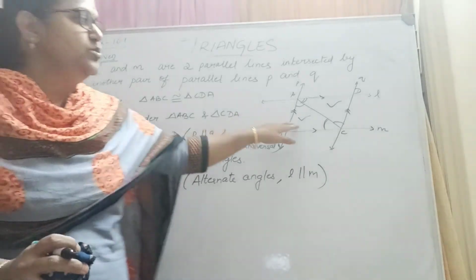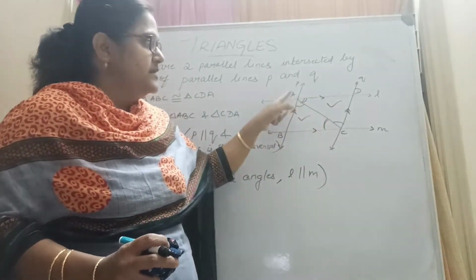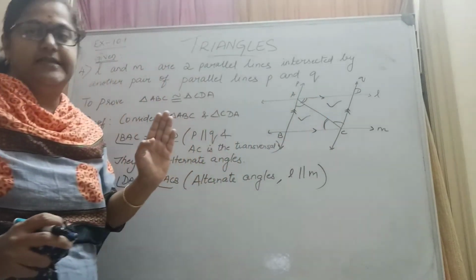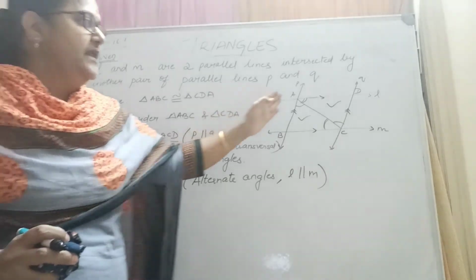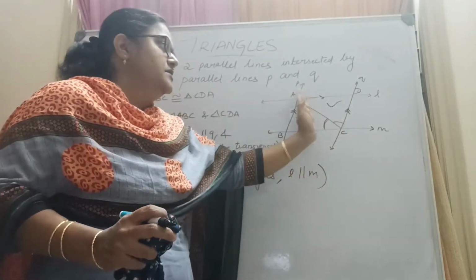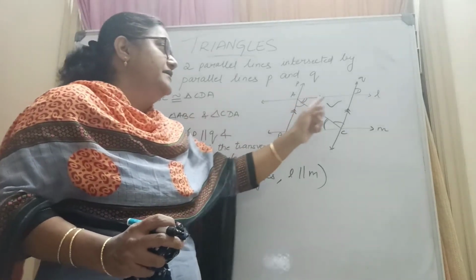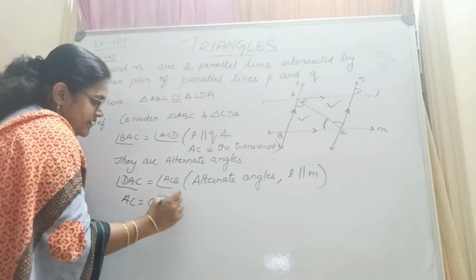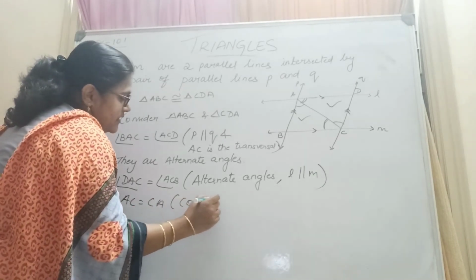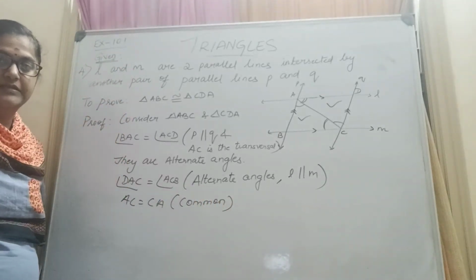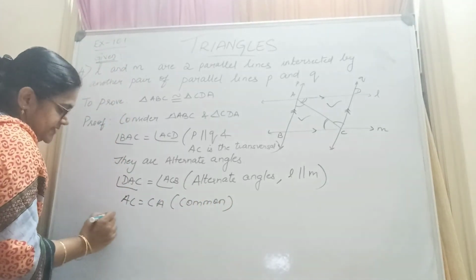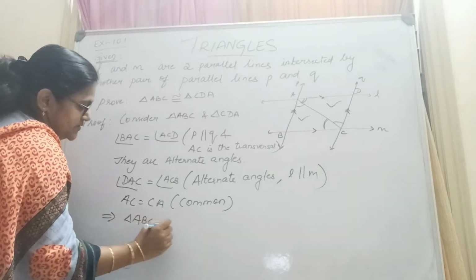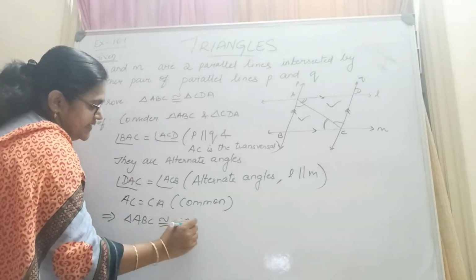Now if you see these two triangles, you can make out that the line AC is common for triangle ABC and triangle CDA. The side AC is common for both. So I can write AC is equal to CA because it is common for both the triangles. Now this implies that triangle ABC is congruent to triangle CDA.